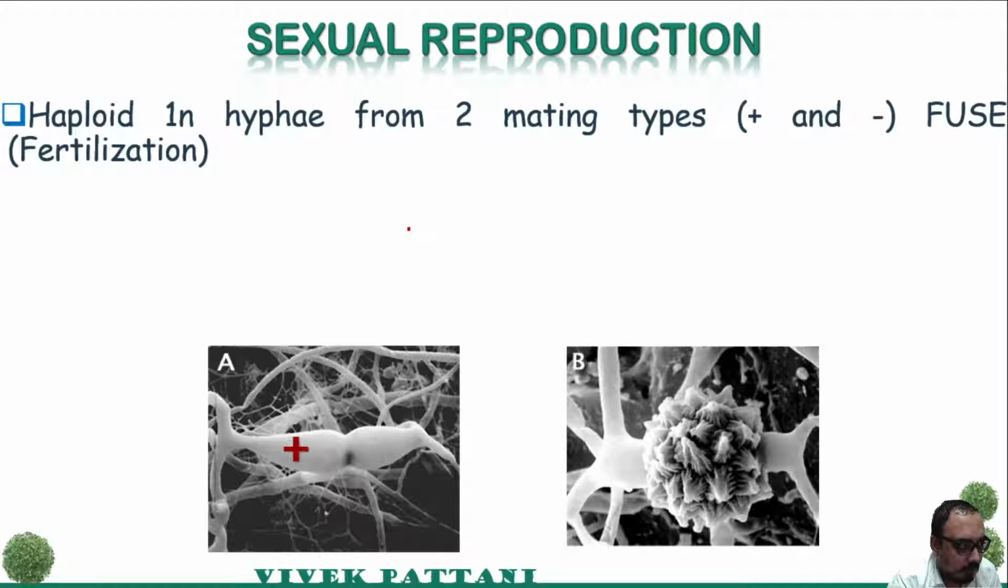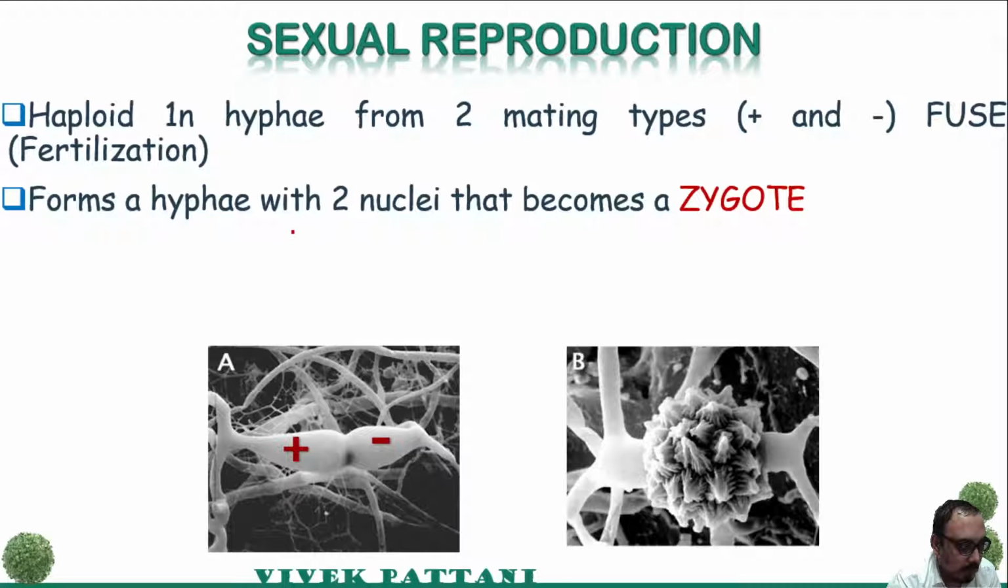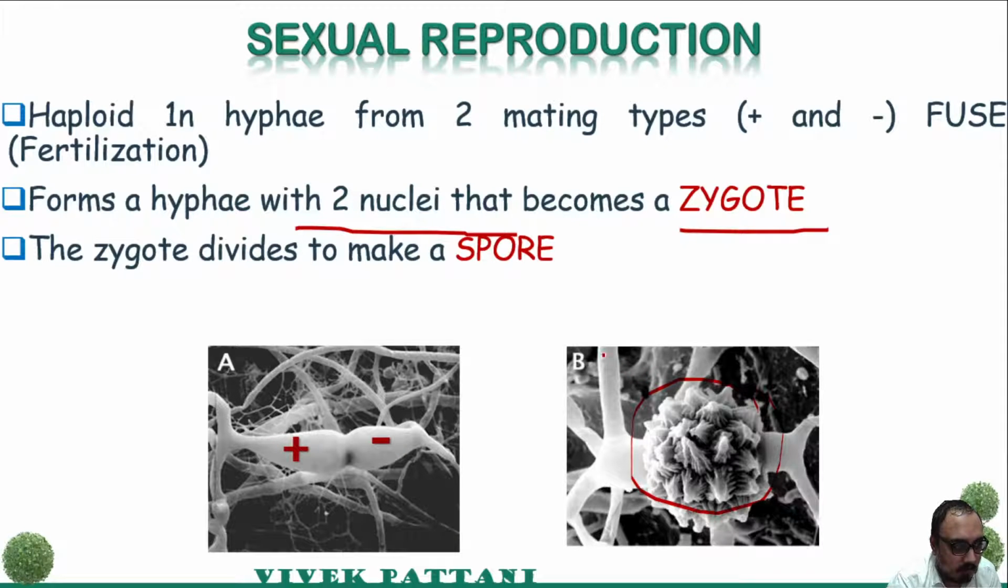So now moving forward, haploid, 1n hyphae from two mating types, plus and minus. As I told you, in the case of fungi we basically use plus and minus signs, not male and female, because they are not true male and female parts, and it forms a hyphae with two nuclei that becomes a zygote, okay. And the zygote divides to make a spore, and this finally will form a spore, okay.